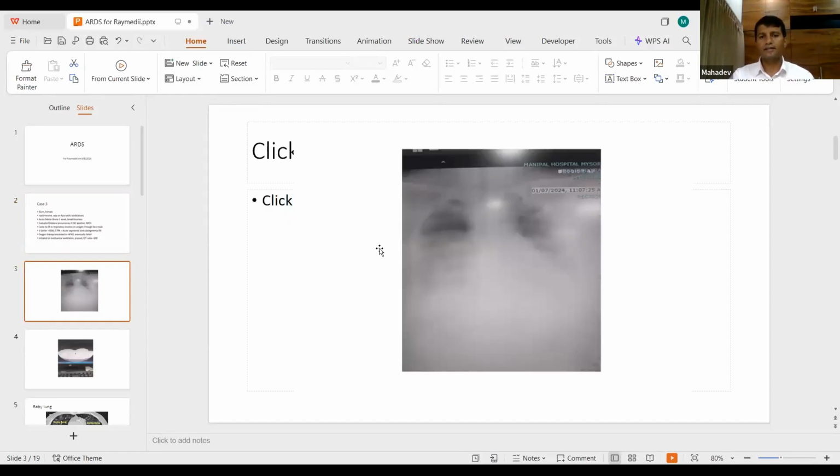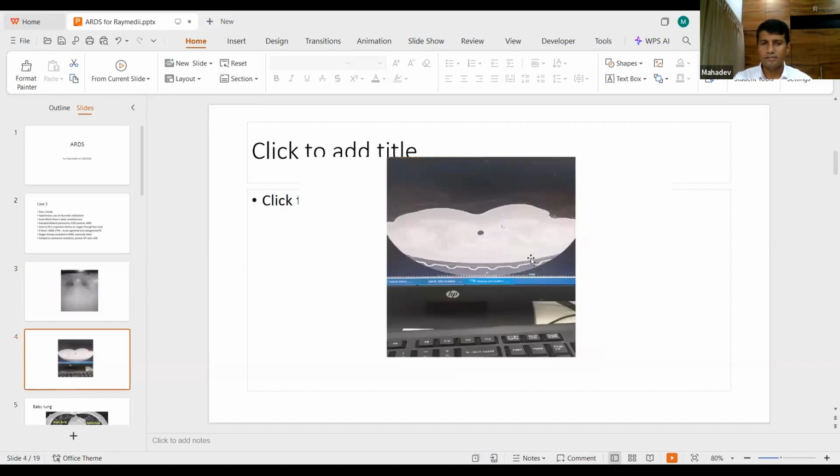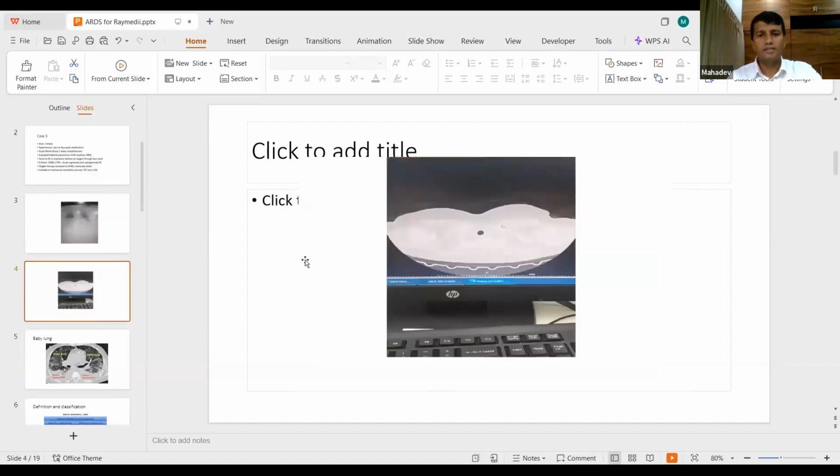This was her X-ray. You can see bilateral dense consolidations and GGOs. This was her CT, but I can't play it now. Somehow there is a problem with this. It is not playing. But it showed bilateral extensive GGOs, which are typical of viral pneumonia.